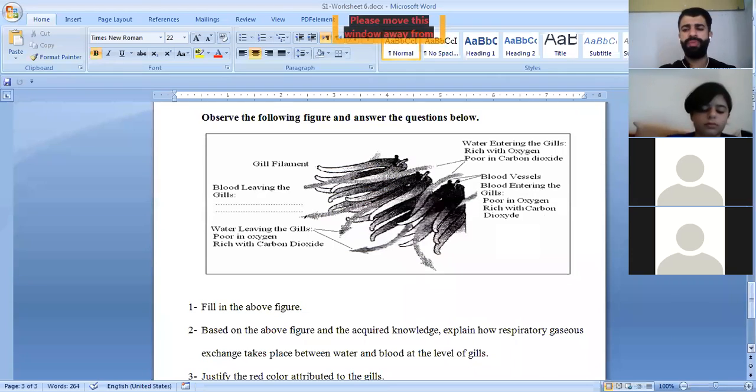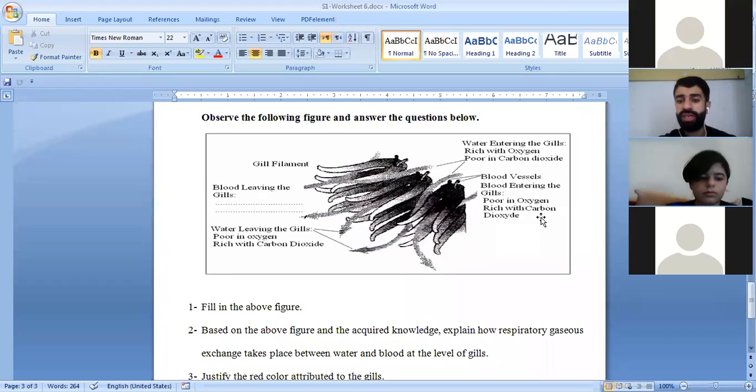Blood leaving the gills will be rich in oxygen or poor in oxygen. What do you think? Let's see. Raise your hands. What is the blood leaving the gills? We have to fill in the blank in the above figure. The blood entering the gills was poor in oxygen and rich in carbon dioxide. So the blood leaving the gills is the opposite. It's rich in oxygen and poor in carbon dioxide.